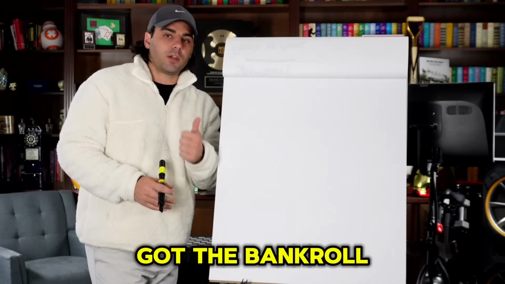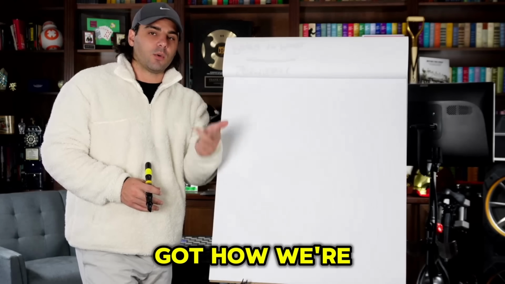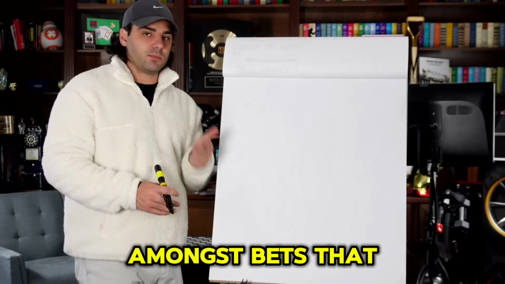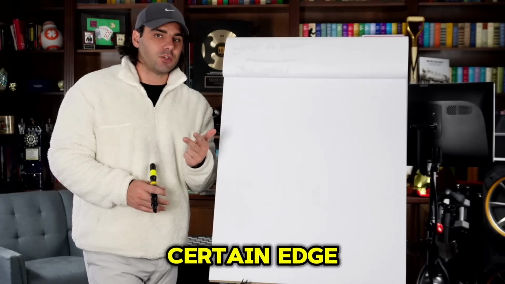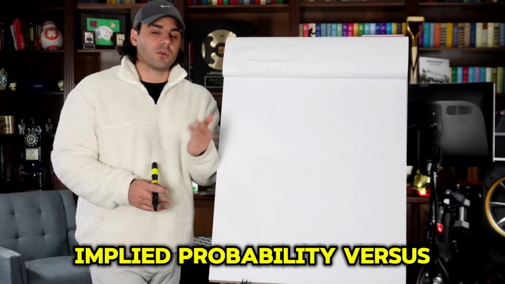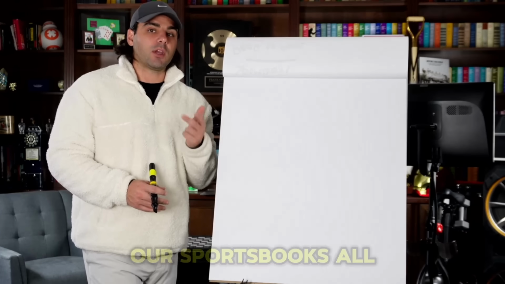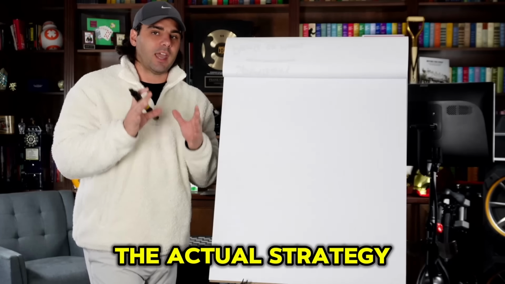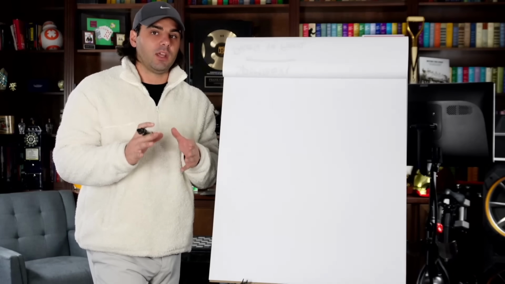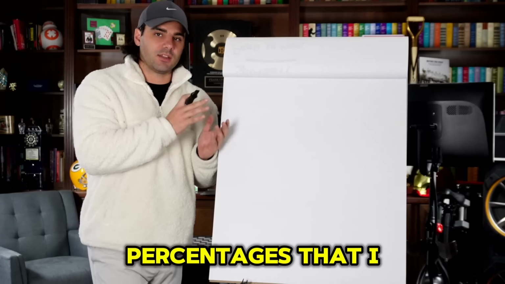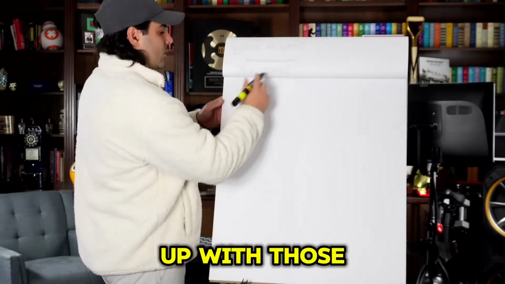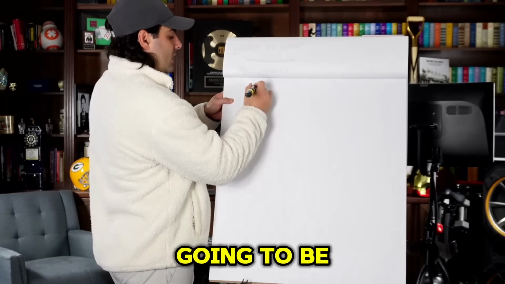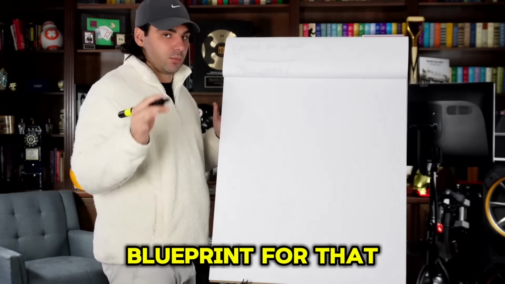So now that we've got the bankroll situated, the unit size, how we're going to split that unit size up amongst bets that give us a certain edge, like I said, implied probability versus true probability edge, and we've got our sportsbooks all written out, now it's time to focus on the actual strategy, which is how I came up with those percentages that I gave you, okay? This is the blueprint for that.